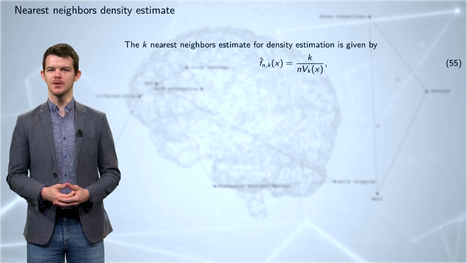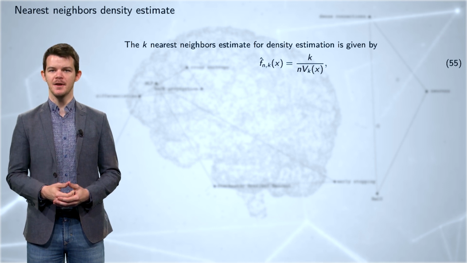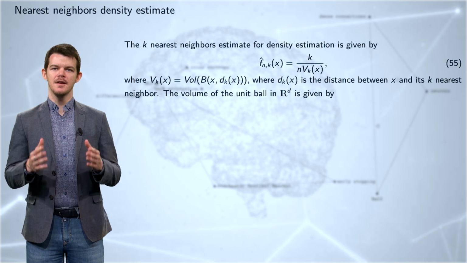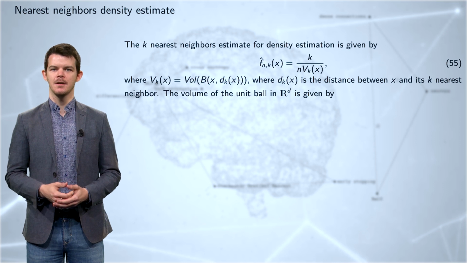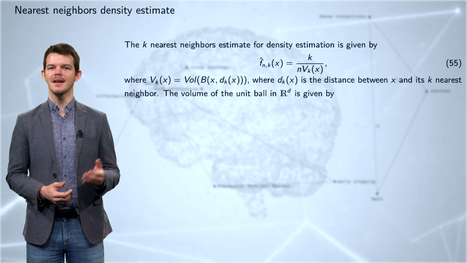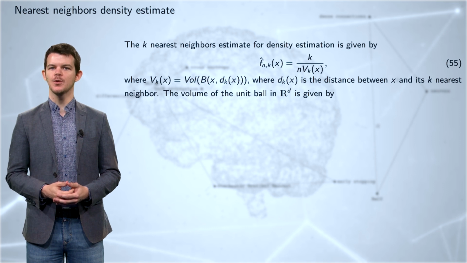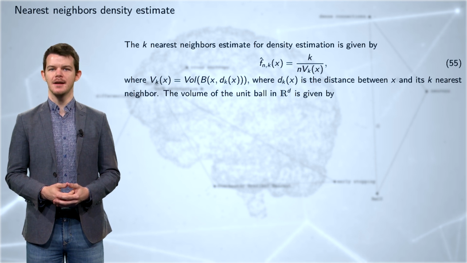number of k nearest neighbors considered in the algorithm, a parameter to be set in advance, n the number of observations, and V_k(x) is the volume of the ball centered at x with a radius d_k(x). Here, d_k(x) is the distance between x and its k nearest neighbor. Note that the k nearest neighbor of x is obtained by ordering the observations x1 until xn in increasing order based on the distance to the query point x. The k nearest neighbor is quite logically the kth element of this ordered sequence.